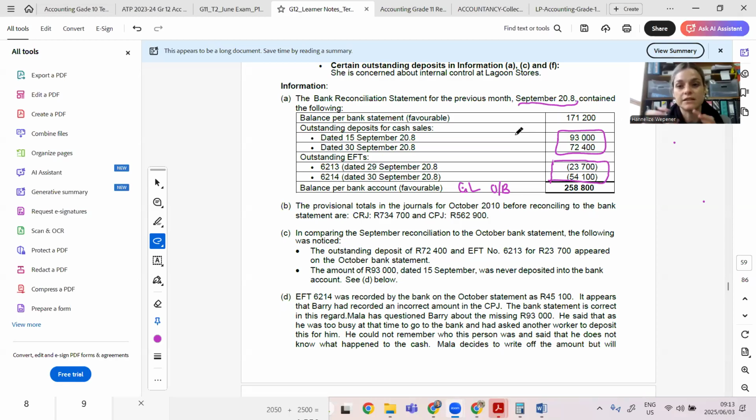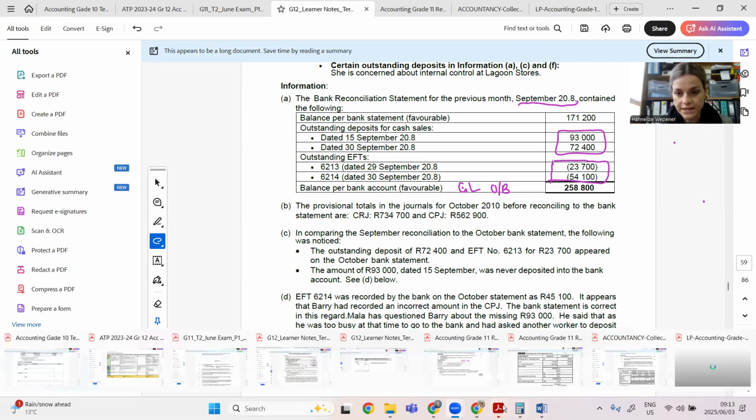Okay, so last month you said this is what I have in my bank account, but the bank statement doesn't agree with what I have in my bank account at month end. And remember, you are carrying it down at the end of September to bring down with you into the new month, the 1st of October 2018. Then they told us that for October we have already recorded some things in our CRJ and our CPJ. So we start with an opening balance, and then we add onto it the CRJ and the CPJ items, and then we will see what has happened with the rest.